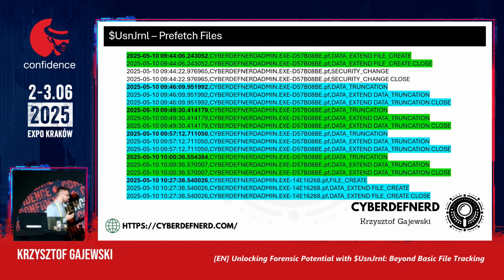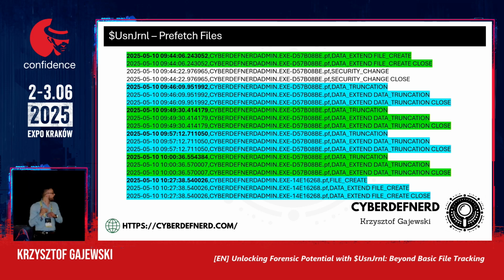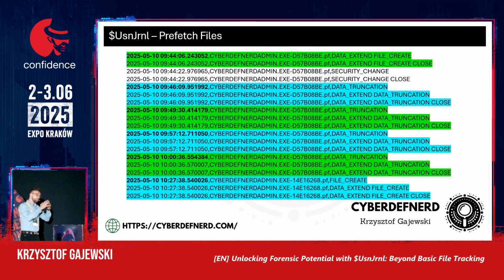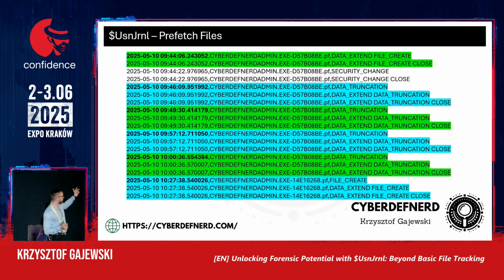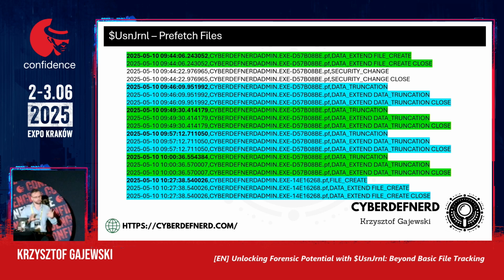So now, having all that information, I discovered that I can first identify the name of each prefetch file, and then, of course, the creation, that's the first thing. Then I can focus on these 3 operations, which I listed a few slides earlier, right? So data truncation, extend, data truncation, and then extend, data truncation, close. Yeah, it's quite confusing. You just have to remember which one you have to grab, or which you have to filter out.